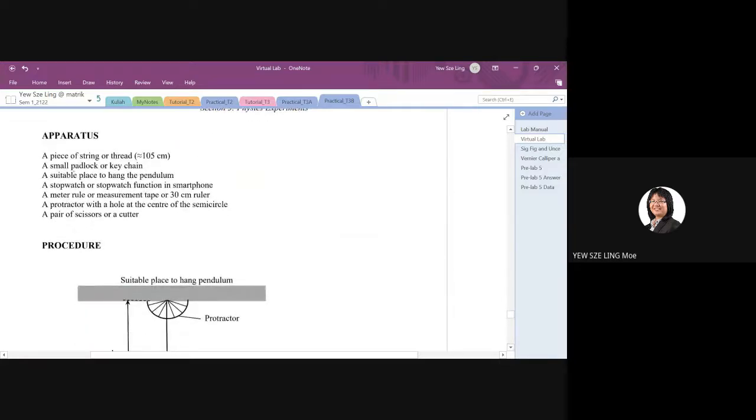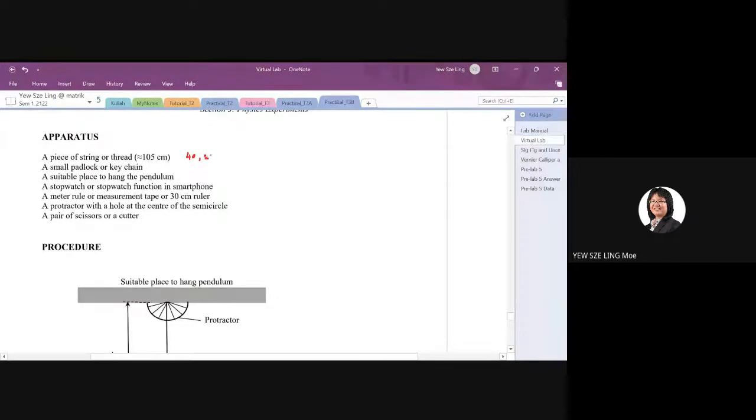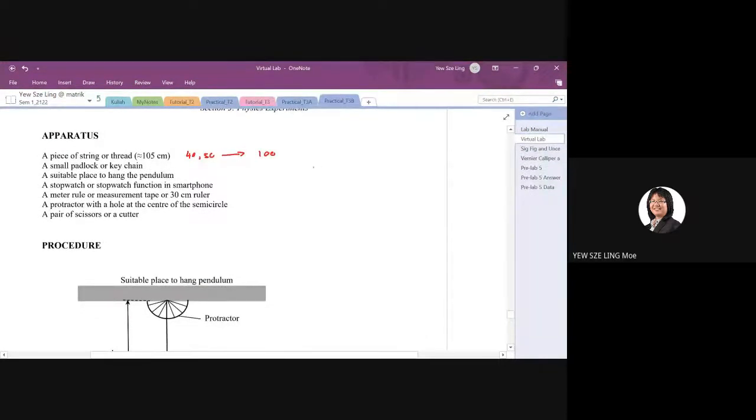List of apparatus: a piece of string or thread. Now you just need a piece of string. Even though in the experiment you need to use string lengths from 40, 50, up until 100 cm, you just need one piece of string approximately 105 cm. Why 105? The 5 cm is for you to tie the string on the nail or something like that, depending on the tools you're using. And the 100 cm is for the actual length.